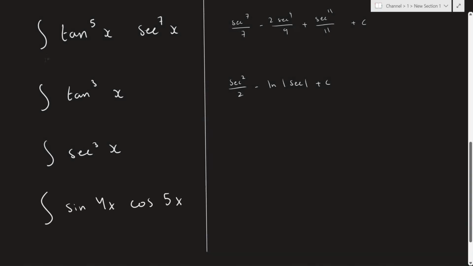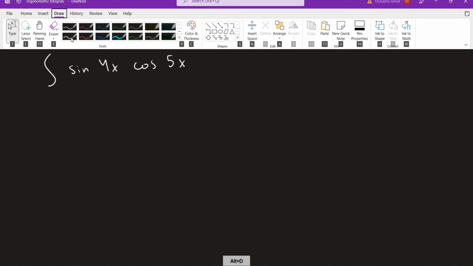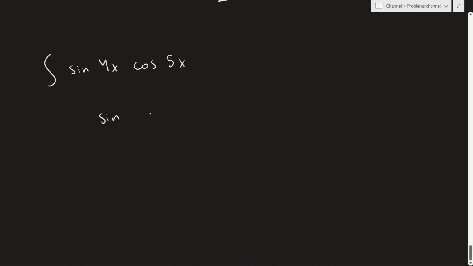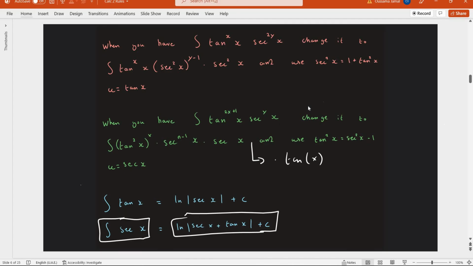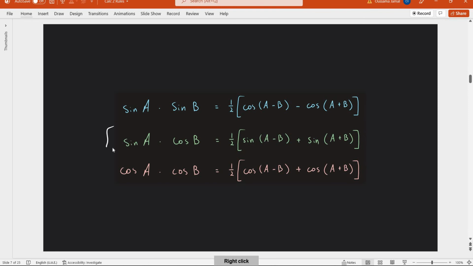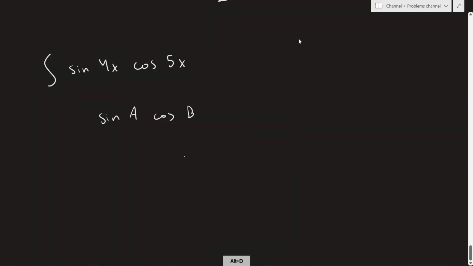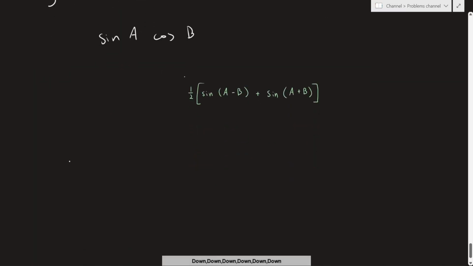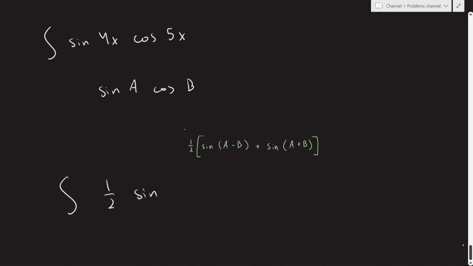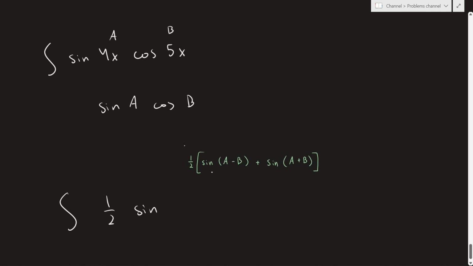Alright, so last question. You just have to apply the formula here. We have sine A and cosine B. So it's in the slides here, probably in the next slide, right here. So sine A and cosine B, just apply the formula. Okay. Don't forget this is the integral of the whole thing. So basically integral of half sine (A minus B). So we have A here, B here. So A minus B will be negative x. So we can say negative sine x plus sine (A plus B), which is 9x.